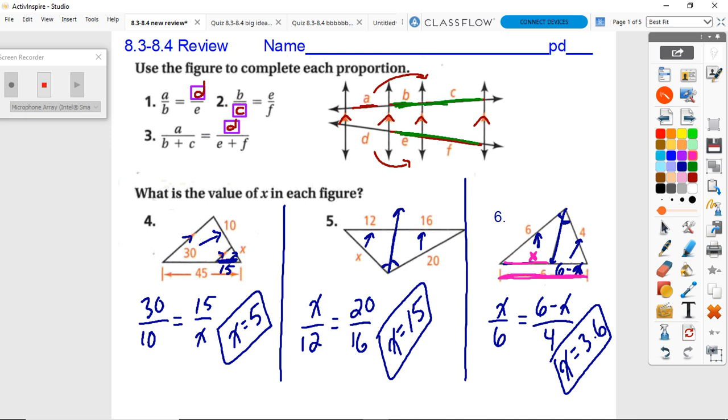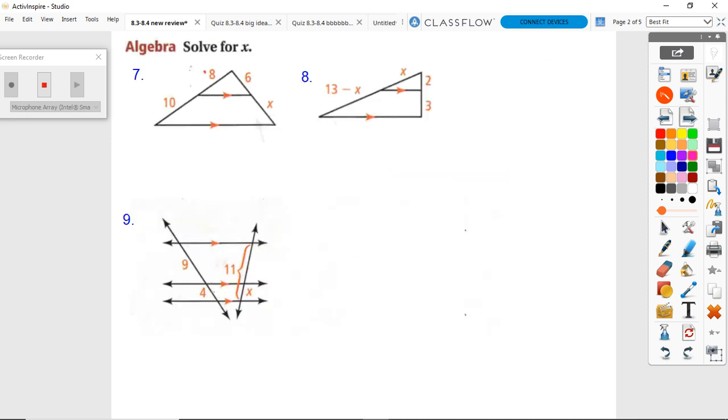Number 7, more fun with parallel inside of a triangle. And we can go left, right, right, left, however you want to do it. I'll just say 8 is to 6 as 10 is to x. Cross multiply, 7.5. Or, you can go up, down, left, right. If I go 8 over 10 equals 6 over x, or you can go right, left. 6 over 8 equals x over 10. Lots of different ways to set it up, as long as you do the same thing on the right as you do on the left.